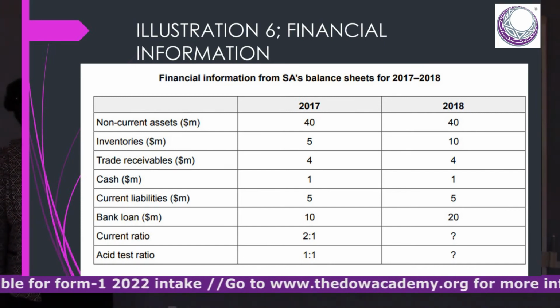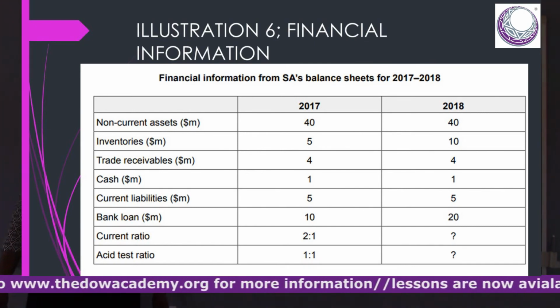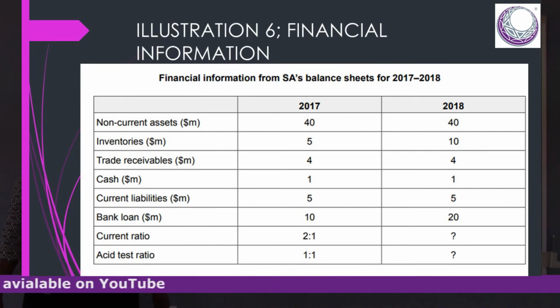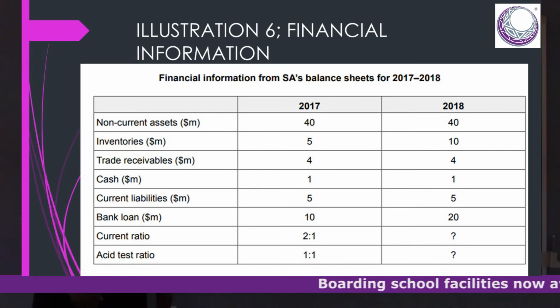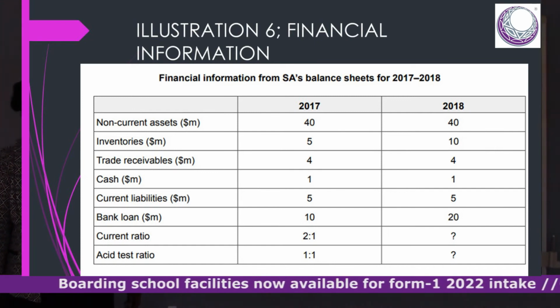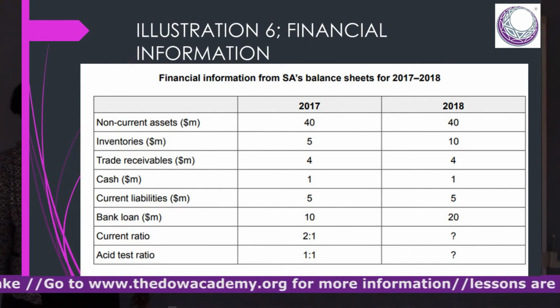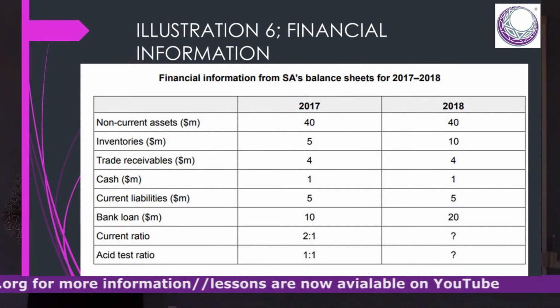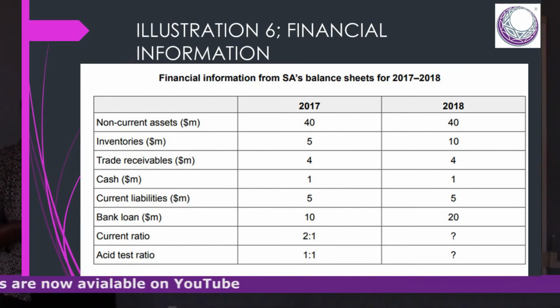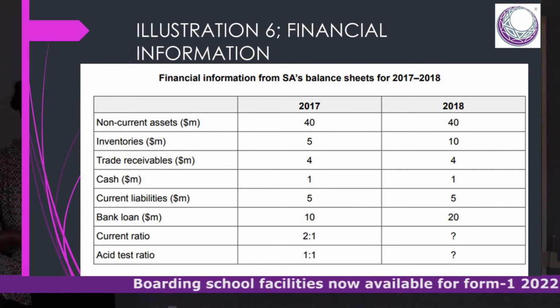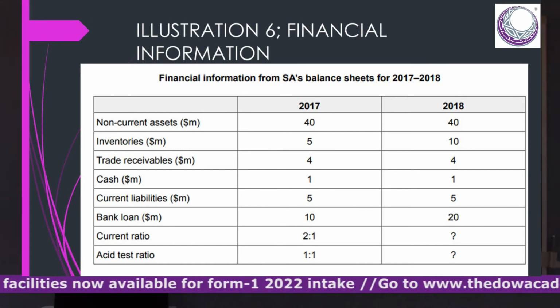So if it's given like this, it means you have to calculate. And the good thing is the calculations for 2017 are done. Even if you have forgotten how to do your current ratio and acid test, you can come back and check how it is done in 2017, then you can go ahead and do the 2018 calculations. So this is financial information. It's not a specific financial statement, it's just different financial information put together. And they always make sure that whatever is given here, you'll be able to do all the calculations and all the comparisons that you can do.